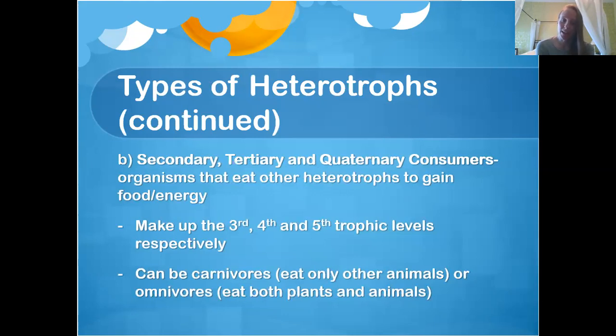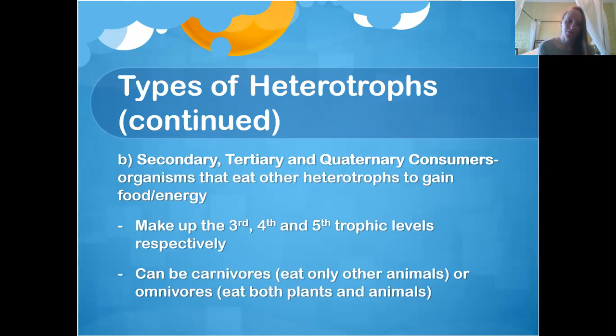They always eat the level directly below them. With that being said, an organism can exist in more than one of these levels at a time. So for example, you might have an organism that eats both the secondary consumer and plants. It's like an omnivore, so it's eating plants and animals. Something like that would be both a primary consumer and a tertiary consumer at the same time. So you can have an organism exist in multiple trophic levels simultaneously.